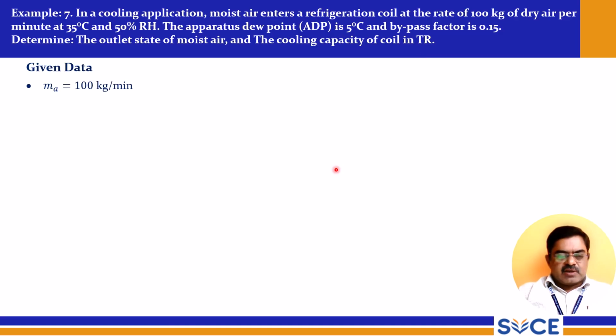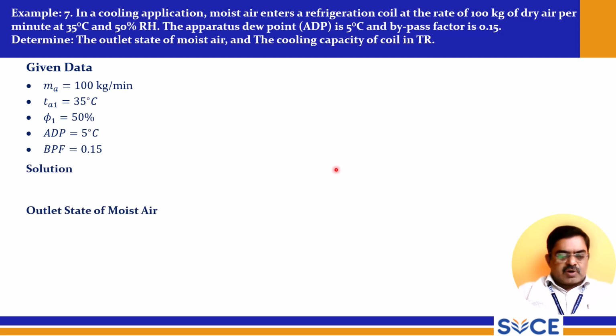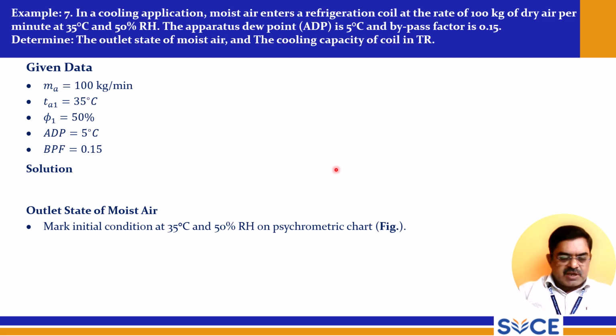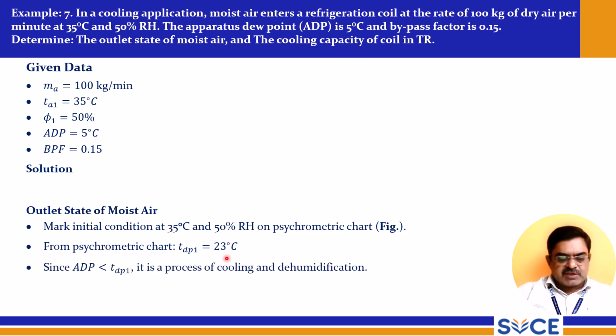So given data, MA equal to 100 kg per minute, TA1 equal to 35 degrees Celsius, Phi1 equal to 50%, and ADP equal to 5 degrees Celsius, BPF equal to 0.15. So outlet state of moist air. So mark initial conditions 35 degrees Celsius and 50% relative humidity on psychrometric chart in figure. From psychrometric chart, TDP1 equal to 23 degrees Celsius. Since ADP is less than TDP1, it is a process of cooling and dehumidification.